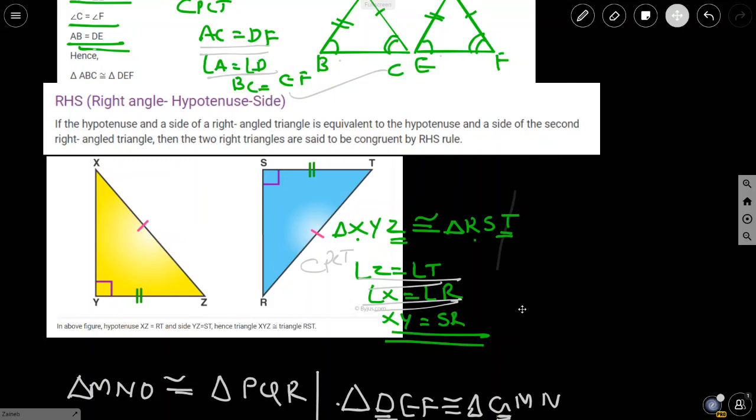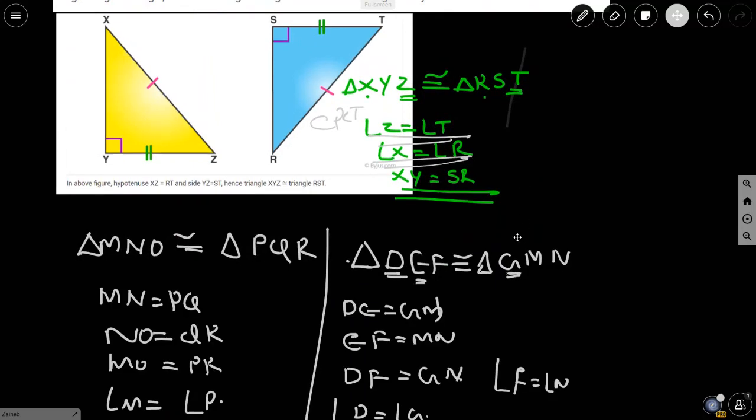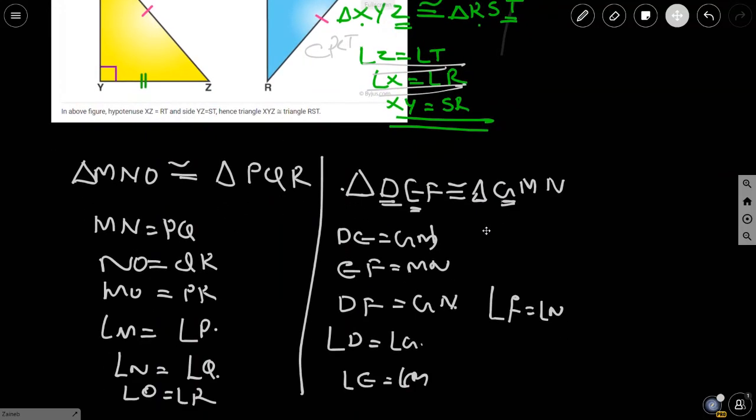Then we can see how we can name the congruent triangles. You know, we have already learned just above, but I will show you two examples. If triangle MNO is congruent to PQR, first initial side MN is equal to PQ, second NO is equal to QR, MO is equal to PR, then first vertex angle M is equal to P, angle N is equal to Q, and angle O is equal to R.